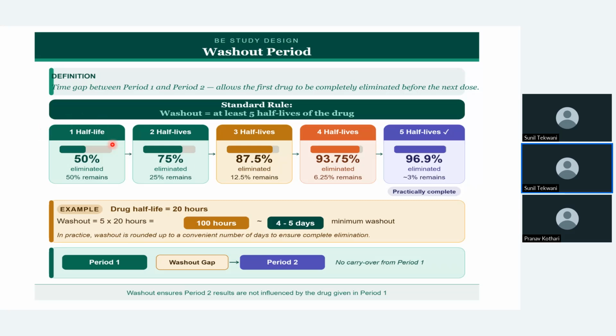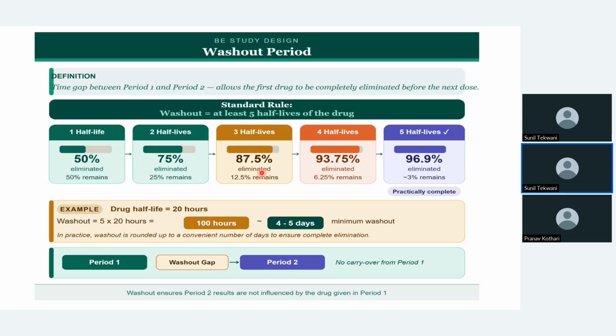So in the first half-life, 50% of the drug gets eliminated. Now 50% remains. In the second half-life, 50% of that 50%, that means 25%, will be eliminated. So after 2 half-lives, 75% of the drug is eliminated. After 3 half-lives, 87.5% of the drug is eliminated. After 4 half-lives, 93.75%.